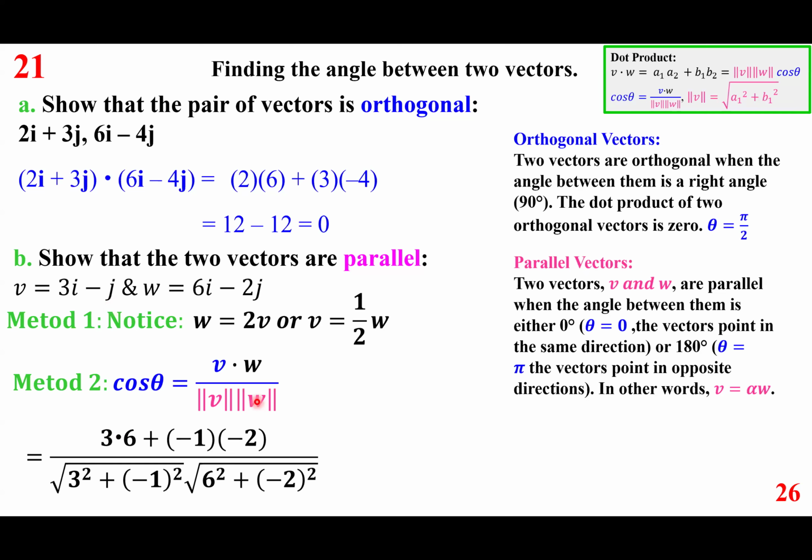This is 18, this is 2. This is 9 and 1, 10. This is 36 and 4, 40. So this becomes 20. The bottom is square root of 400, and I hope you know square root of 400 is 20. So that's 1. So if cosine theta is 1, theta must be cosine inverse of 1. What angle would that be? 0 degrees. They make a 0-degree angle. That's a proof that they are parallel. Parallel vectors, the angle between them is either 0 or pi, 180 degrees.